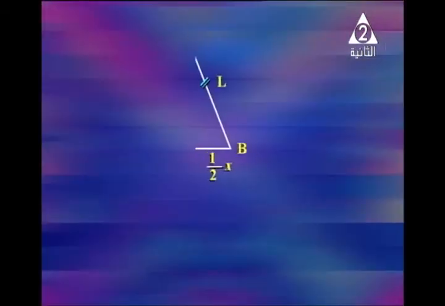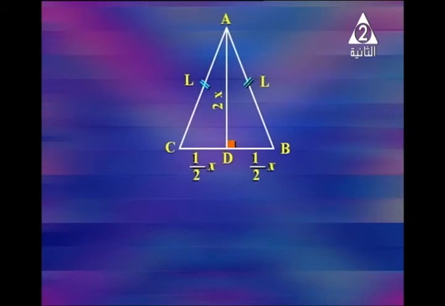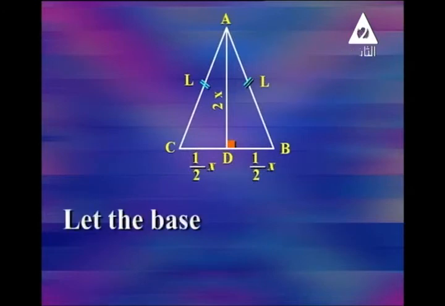Solution. Look at ABC, the lamina, as an isosceles triangle, AB equals AC equals L. Then look at BC. Suppose BC equals X, AD equals 2X. Then D is the midpoint of BC, so BD equals half X. Look at triangle ABD, a right-angled triangle with hypotenuse L, AD equal to 2X, and BD equal to half X. Let the base length be X centimeter.